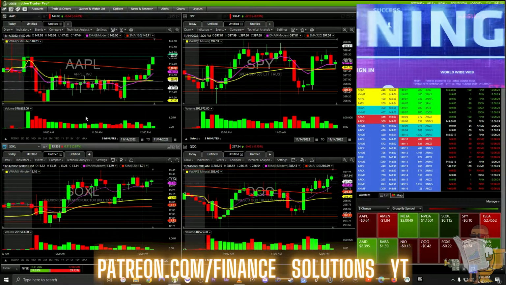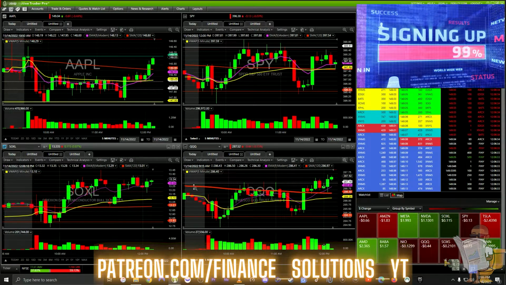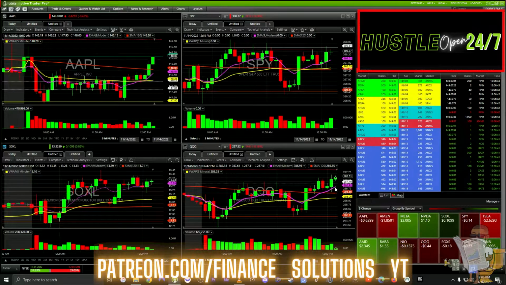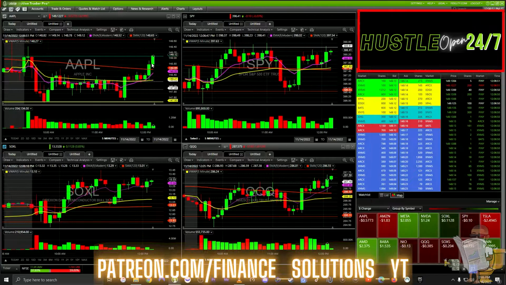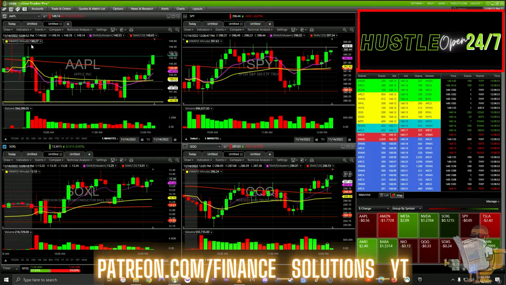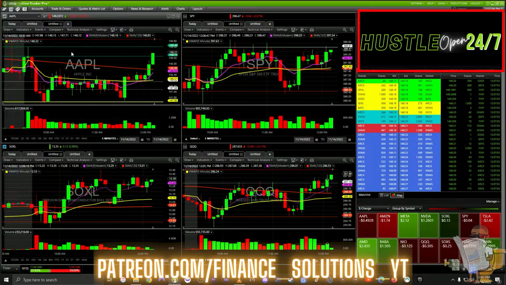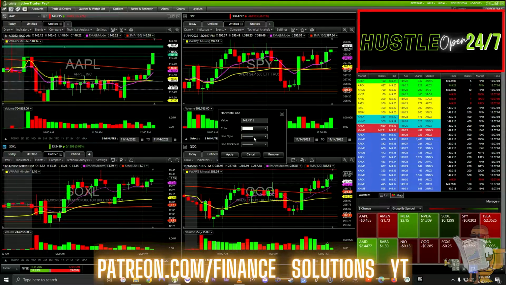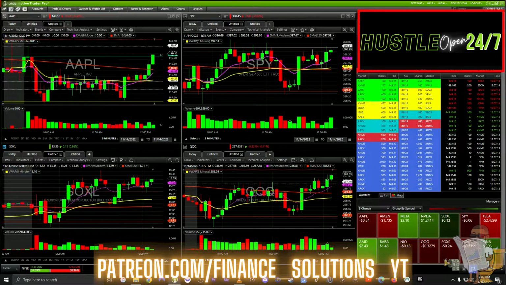So what we want to be watching closely right now is what the Qs and the SPY do. And if the Qs and the SPY don't reject hard and sell off, then we can expect Apple to break above this and at least get up here, like right here, 149.50. And then above that, you got previous close, like red to green.